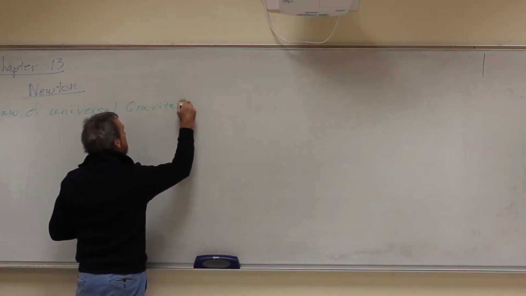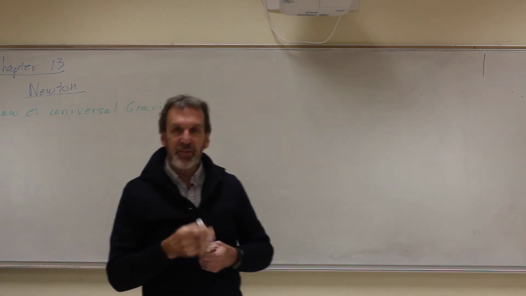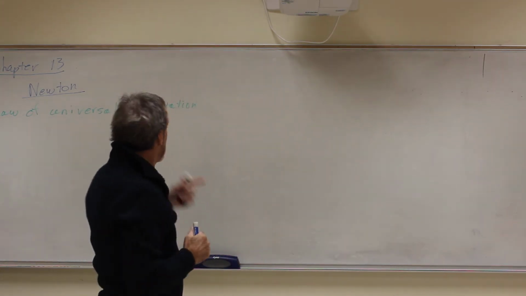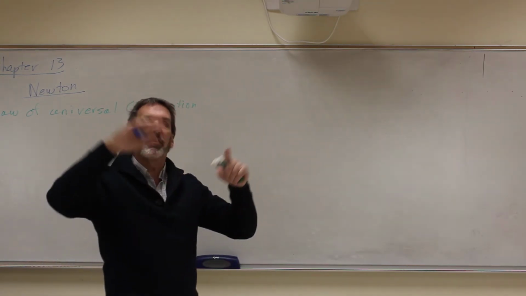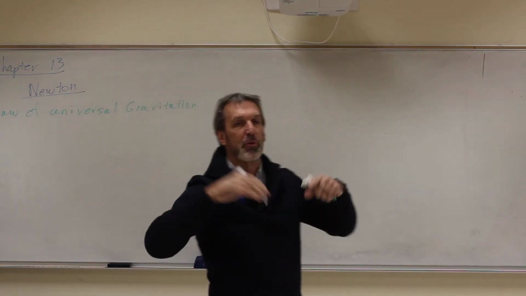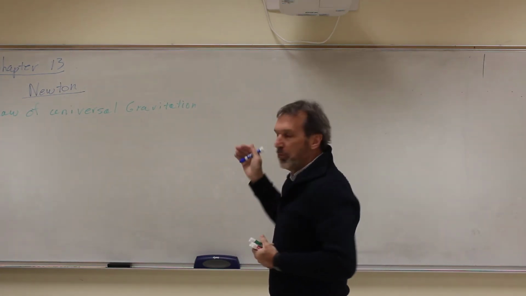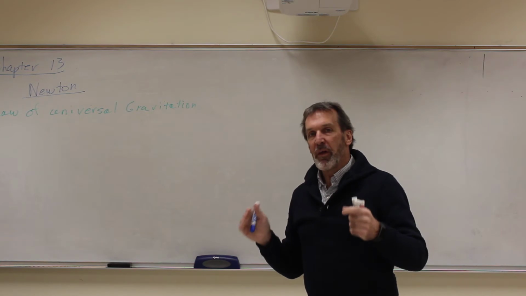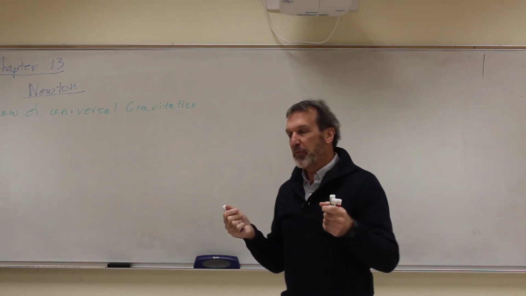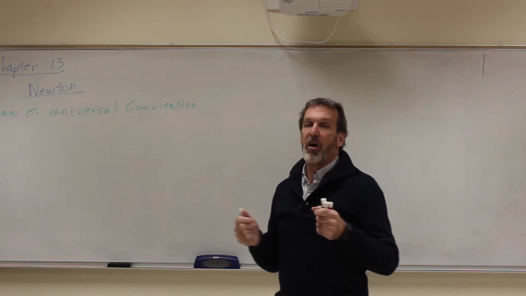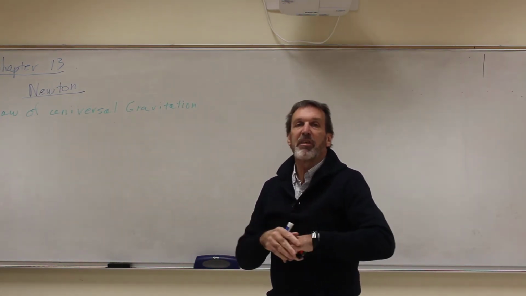Because up until that point, in the 1600s, they thought that there was one set of science rules on the Earth, and then the heavens had their own rules. And the heavens' rules were different because the heavens were supposed to be perfect. And Newton was the first one to say, no, the laws of physics are the same everywhere in the universe.